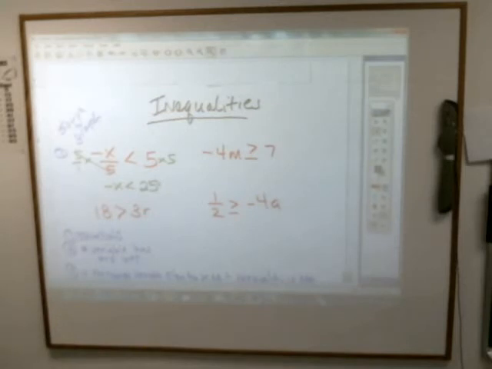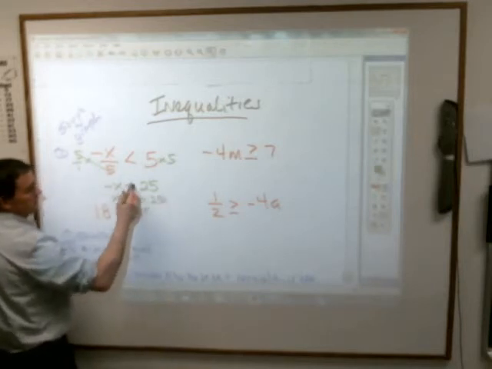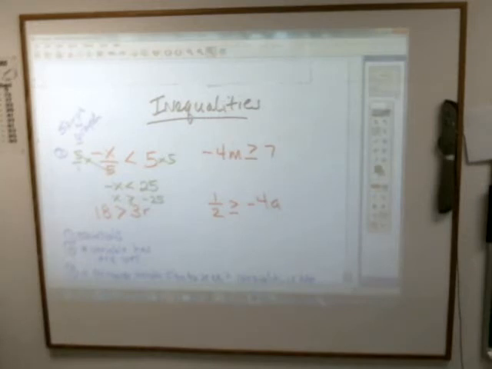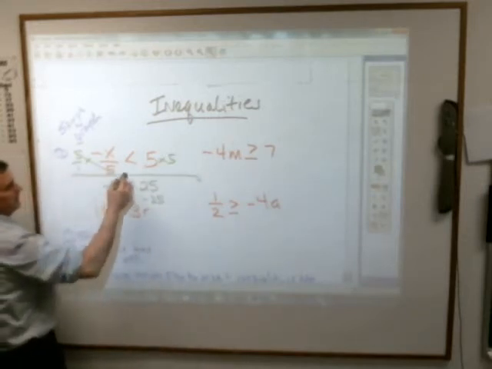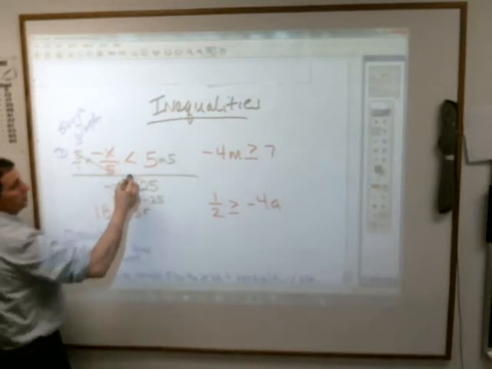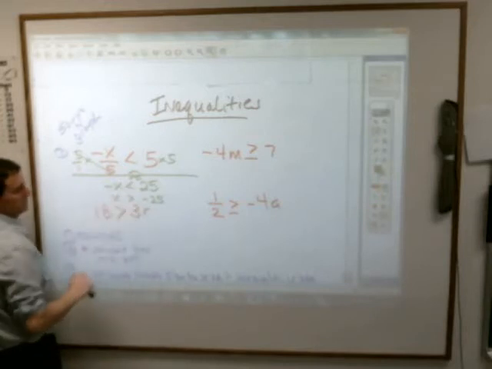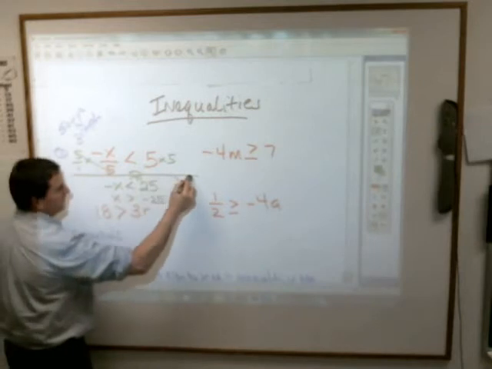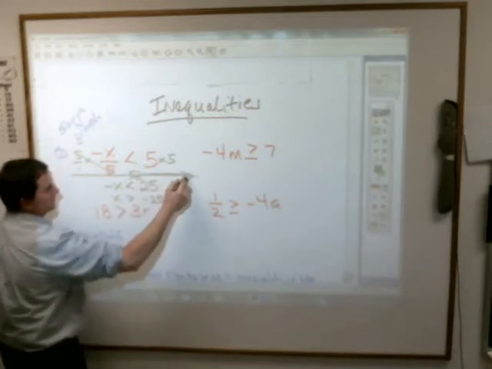The x can't stay negative. You have to switch its sign. So this becomes positive, this becomes negative, this becomes its opposite. Just that easy. And then graphing it looks like this at negative 25. You have an open circle. Why is it open? Because it's not equal to it. It starts there, but it doesn't equal that. And this little arrow shoots off this way. Why? Because it's all numbers that are greater than negative 25.